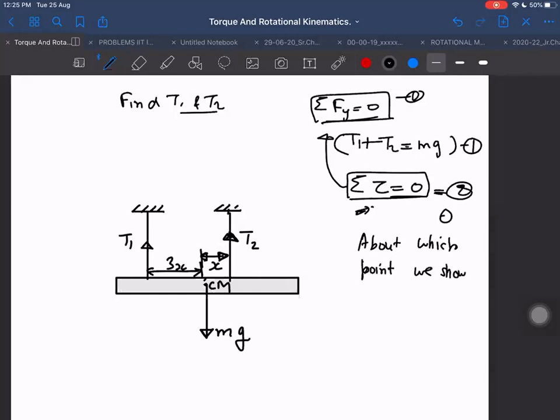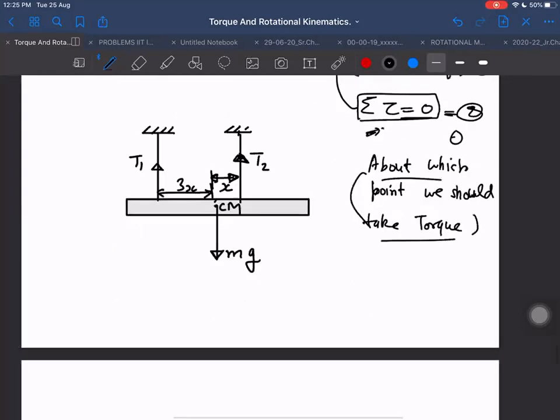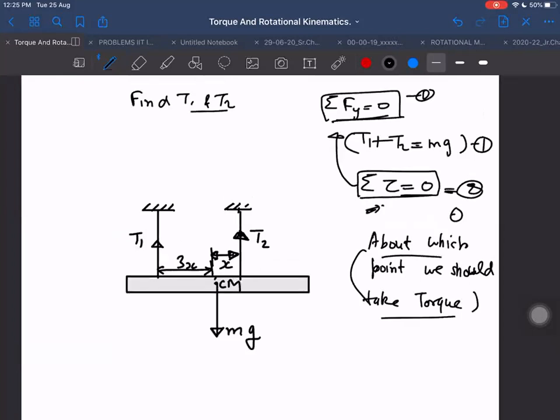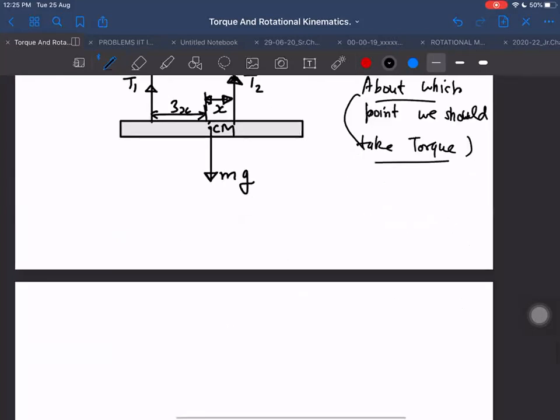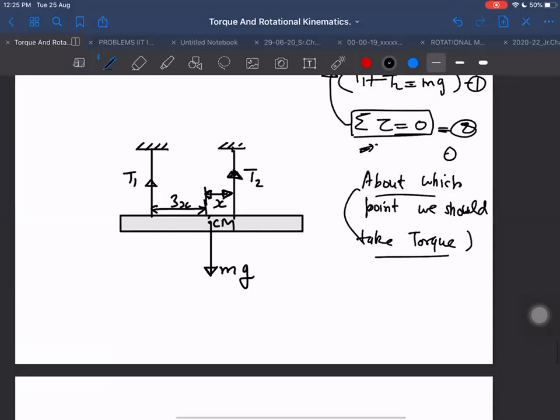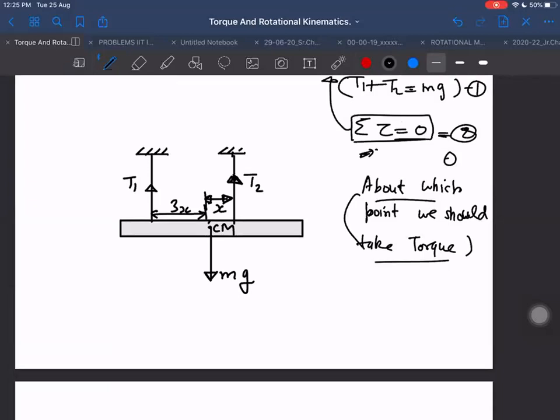This is a common thing which they say in the books, but it is not right. We should take torque about any point. Yes, sir, any point we can take. It is 0 about any point, and then also it will be safe.